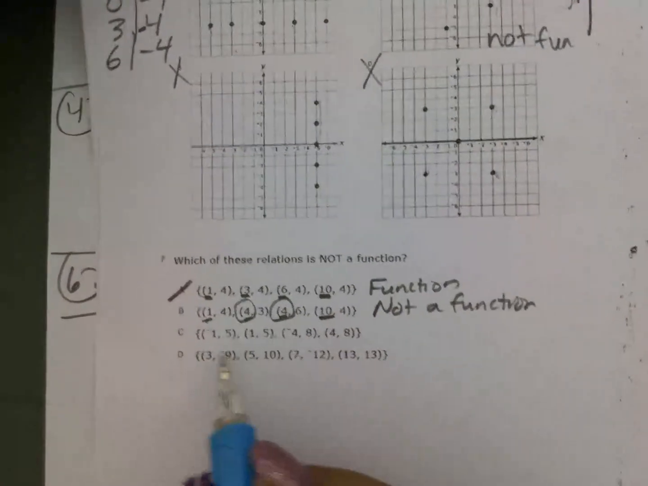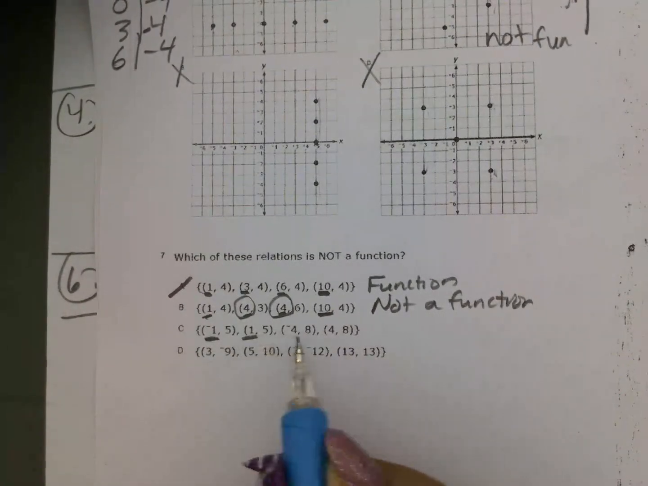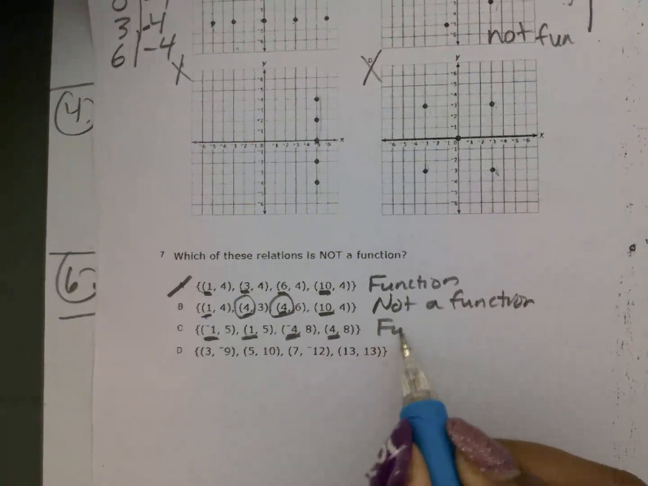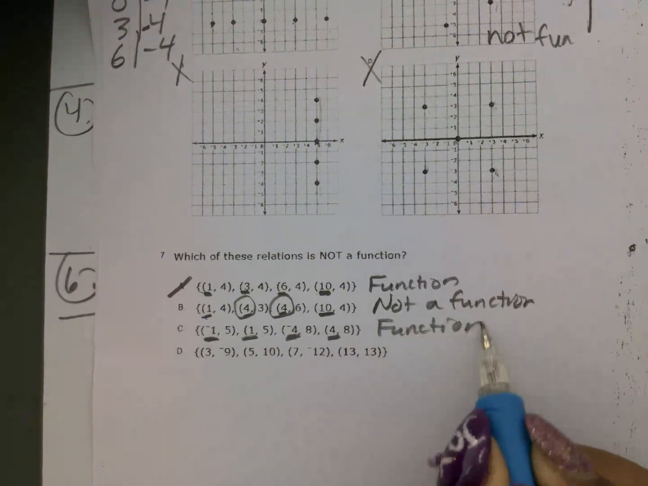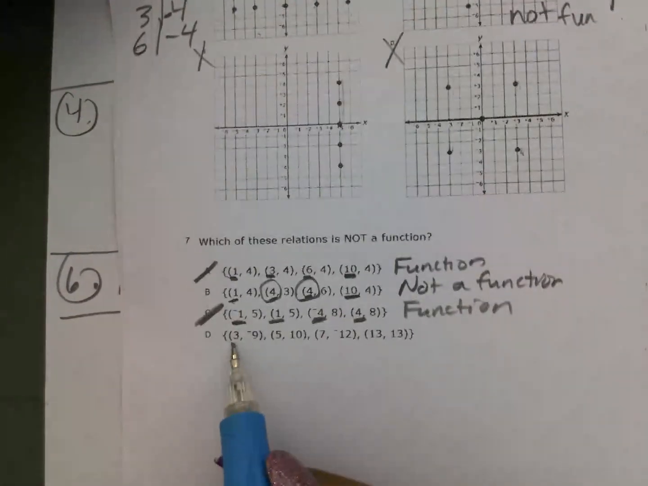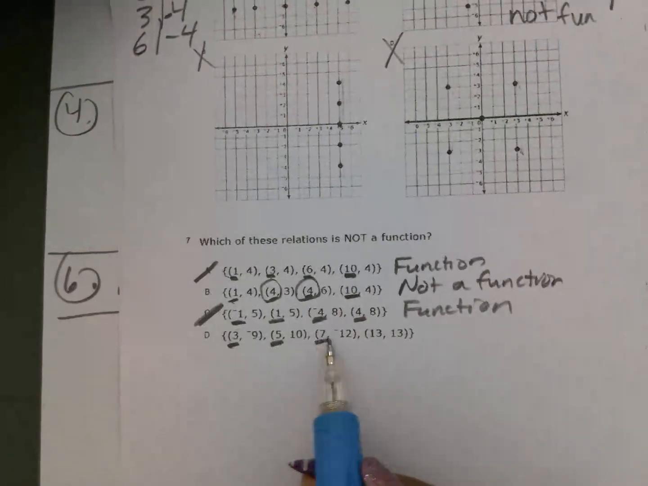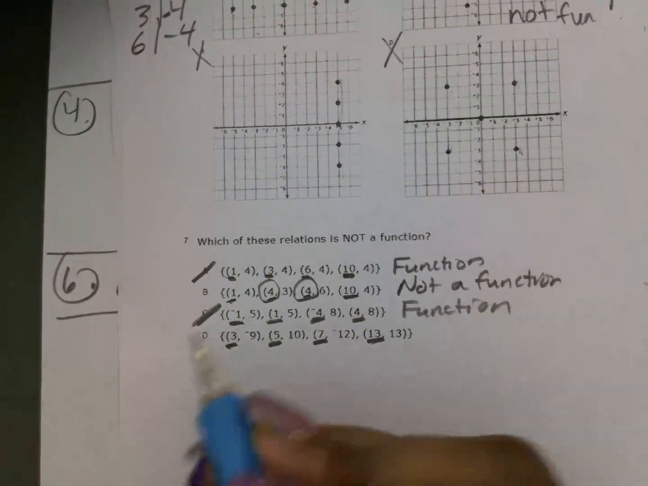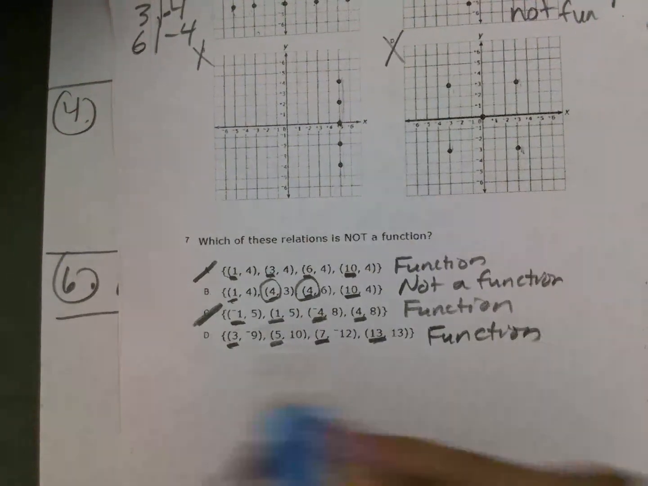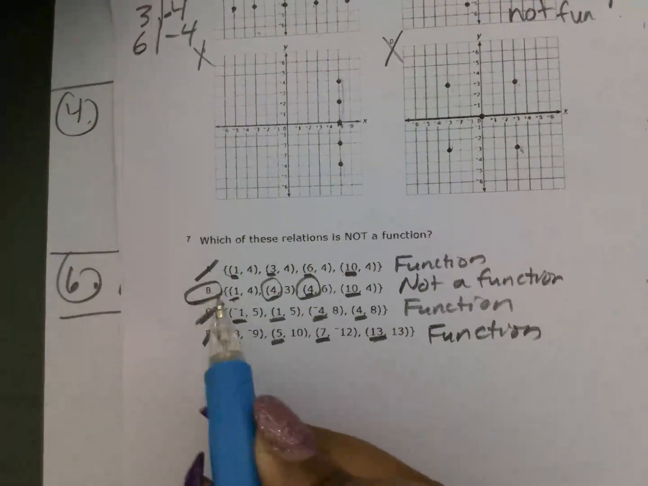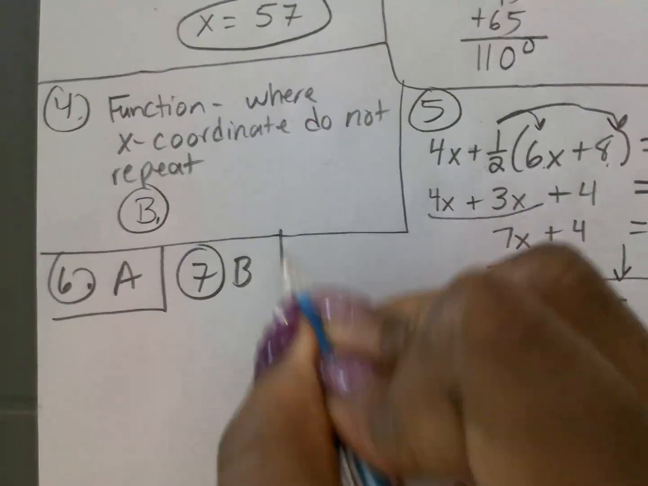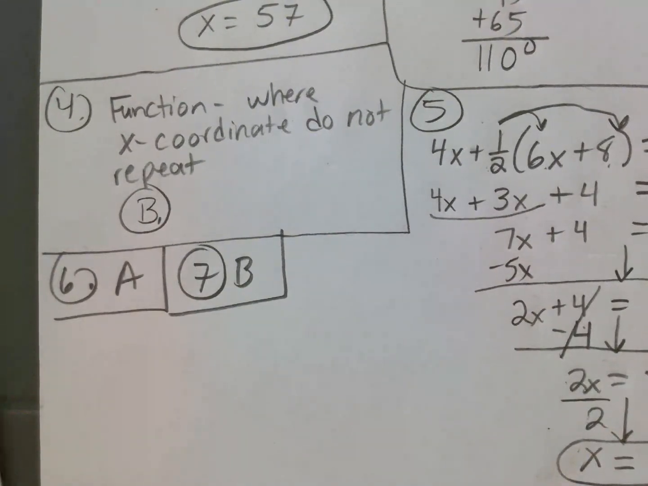Okay? -1, 1, -4, and 4. This is a function. All of those x values are different. And D, 3, 5, 7, 13. All of these x values are different. This is a function. The only one that's not a function is B. So for number 7, we're going to put B. That's the only one that is not a function.